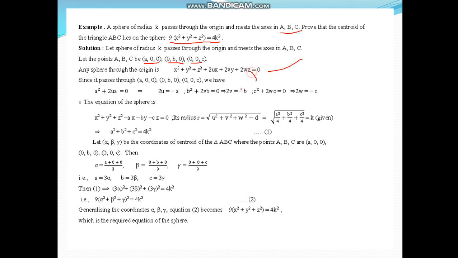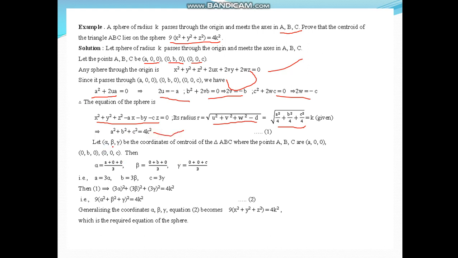Now this sphere passes through these 3 points. So we get these 3 results here. So from here we can find u, v and w. Substitute value of twice u, twice v, twice w here. So it is our sphere. Radius is given by this. But we are given radius equal to k. So from this we'll get a square plus b square plus c square equal to 4k square.